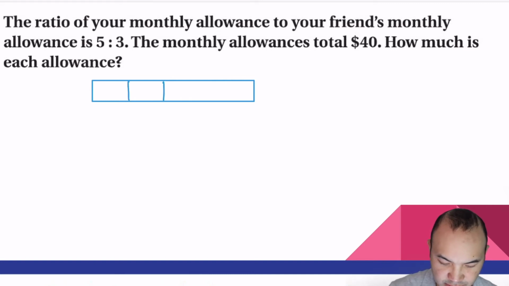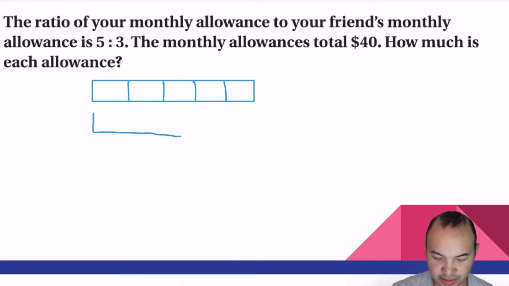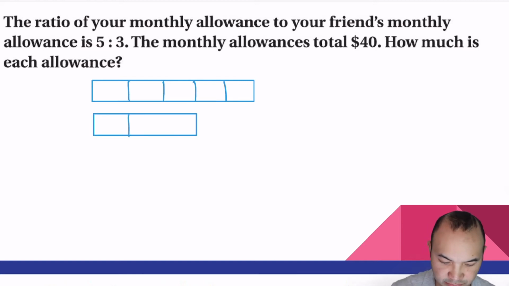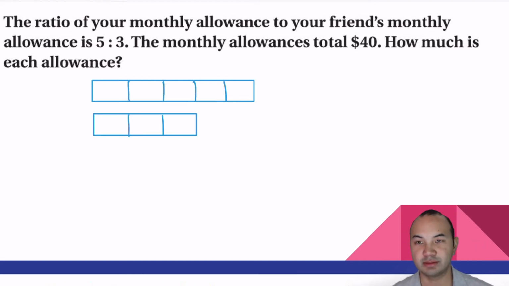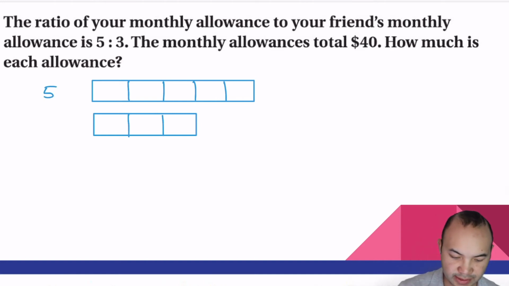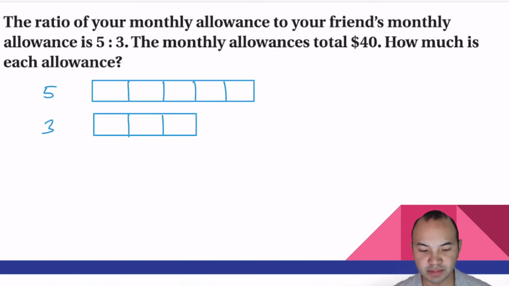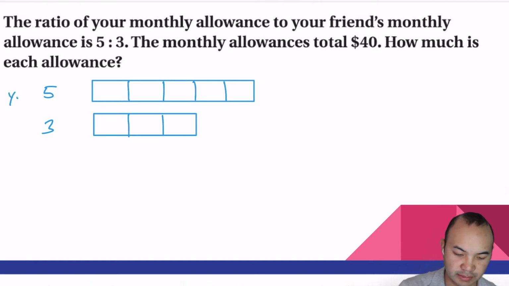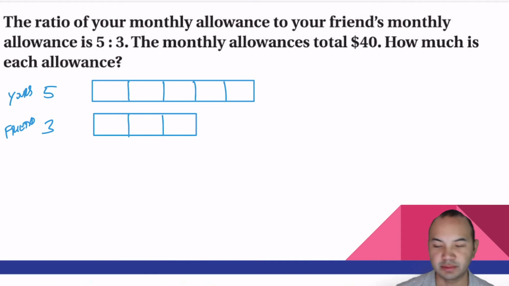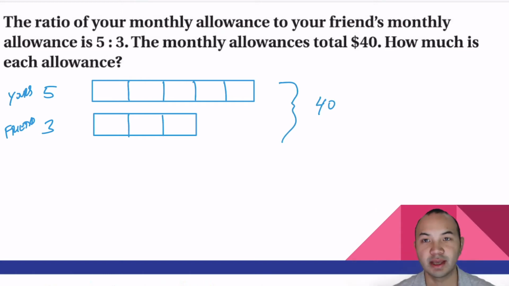So 1, 2, 3, 4, let's pretend that's even, to 3, pretend that's even, 1, 2. Okay, so we can agree this is 5 to 3, right? So this is yours. This is your friend. Okay, 5 to 3. The monthly allowance is total $40, so all of these together is $40. And the question is asking, how much is each allowance?